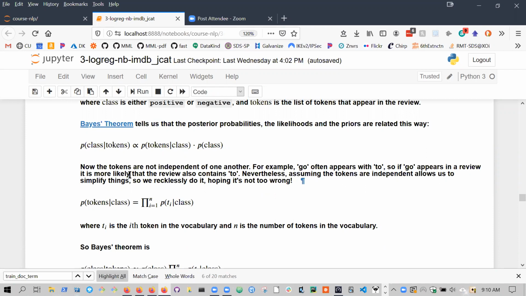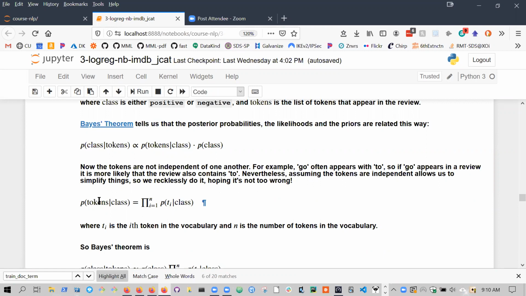That's what naive means in naive Bayes. Naive means you just go blindly ahead, even though the tokens aren't independent of each other. We make the assumption that they are and see where it leads. So we're going to recklessly move ahead and hope that we're not too wrong. If we make that assumption, then we can write the token likelihoods as the product of all the likelihoods for all the tokens.